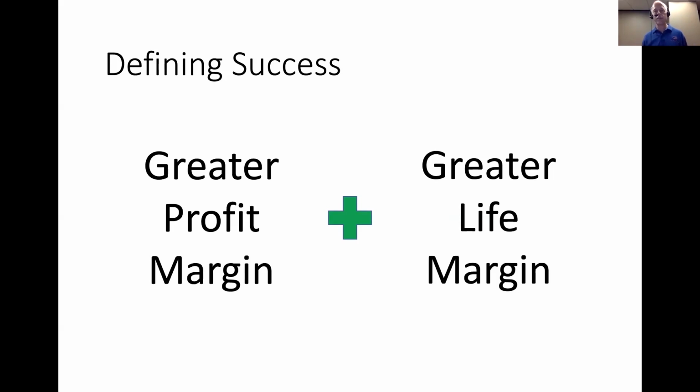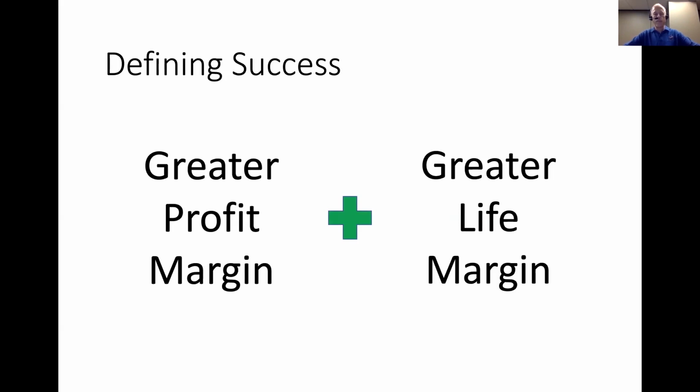So we define success as our clients succeeding in those two areas. If our clients are not succeeding in those areas, then we're not succeeding. Now, when we implement this process, and as owners get greater profit margin, greater life margin, there are two transitions that happen. One is a transition in decision making.